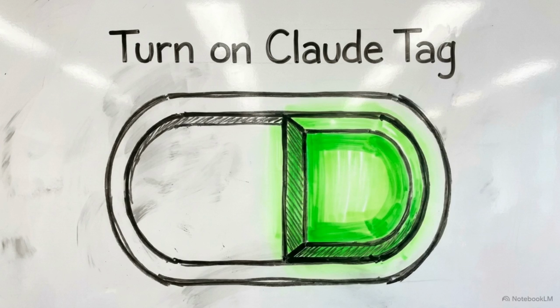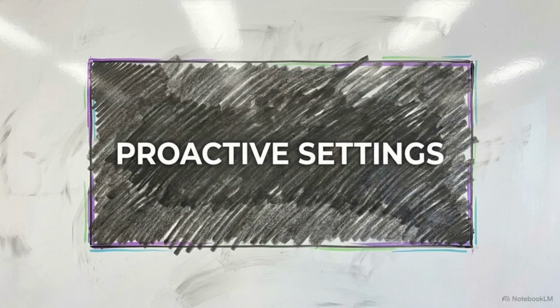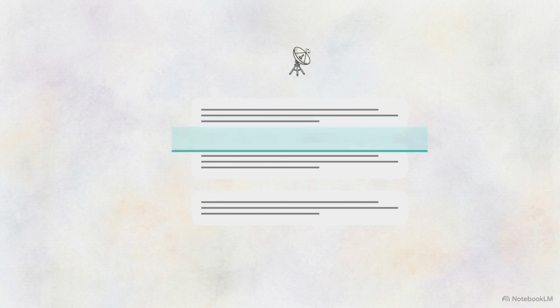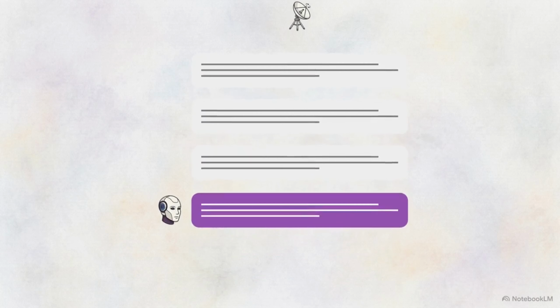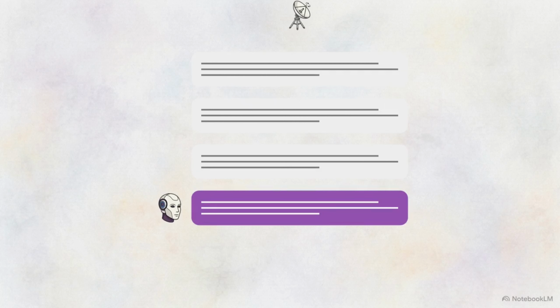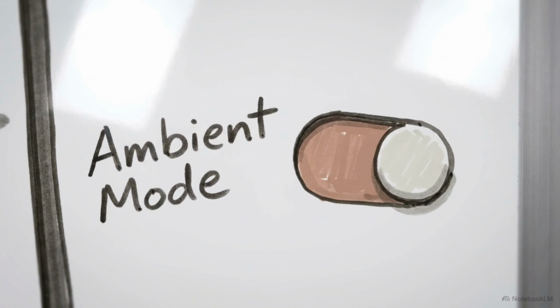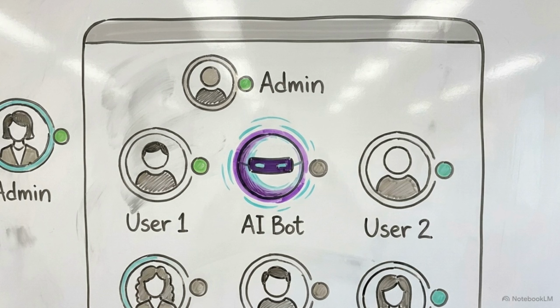With your boundaries set, toggle the switch to Turn on Claude Tag. The agent is now online. Now we must address the Ambient mode setting. This is a setting that allows the agent to monitor conversations and interject proactively, even when no one tags it directly. For this initial pilot, verify that Ambient mode is disabled. You want the agent waiting for instructions, not interrupting your team's workflow.